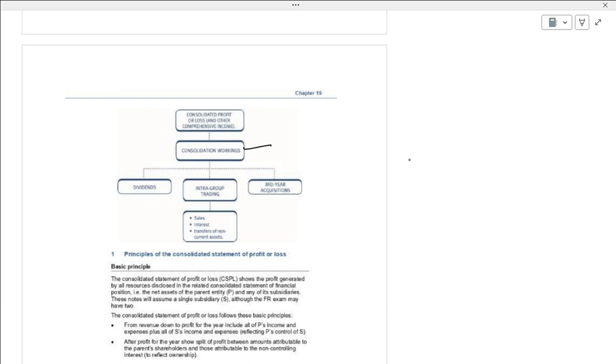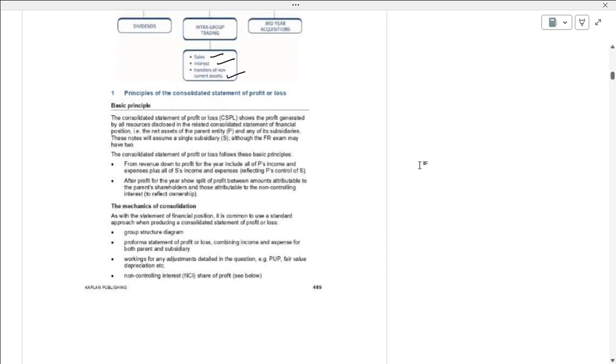You will have any dividends before acquisition; they will pay dividends, they will receive dividends. But once the acquisition is over, there is no payment or receipt of dividends. You have intergroup transactions in terms of sales, interest, transfer of current assets, and mid-year acquisitions, if it is going to happen. That's all.